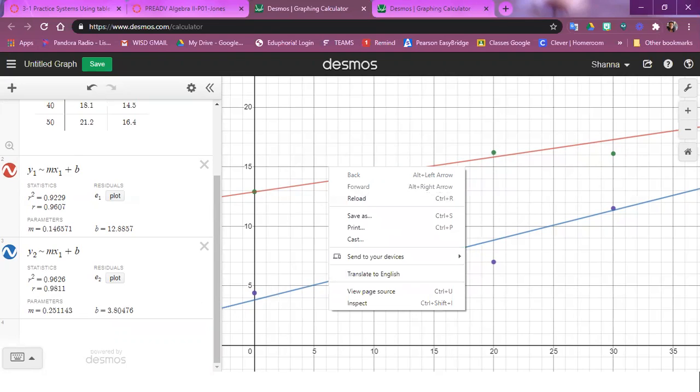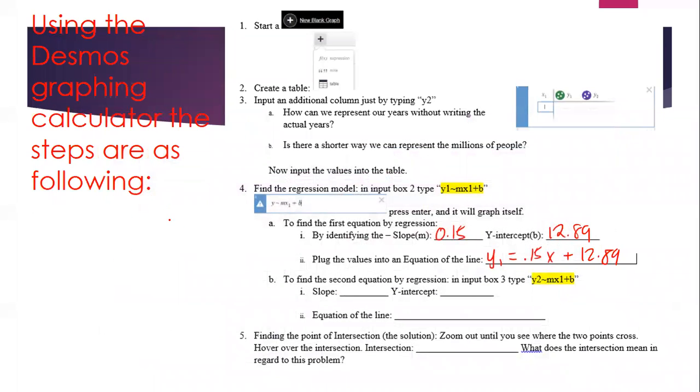Okay. So putting it all together, we have 25, 3.80. So our y2 equals 25/100 times x plus 3.8. And we're trying to see when will they have the same value. So on step 5, we're going to have to zoom out until we see where the two lines cross each other, and at what point that is.